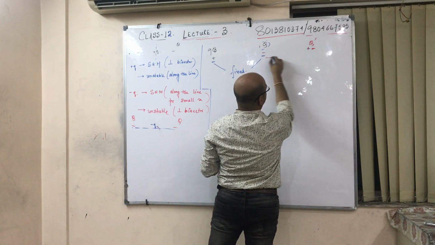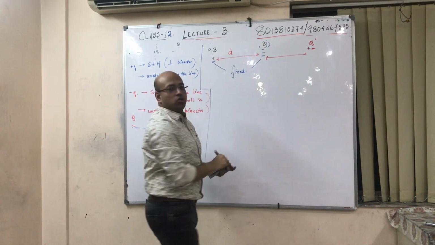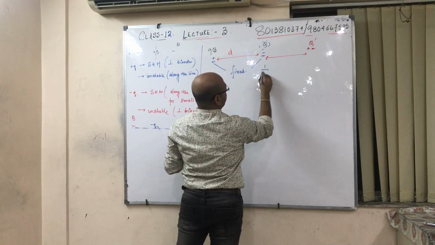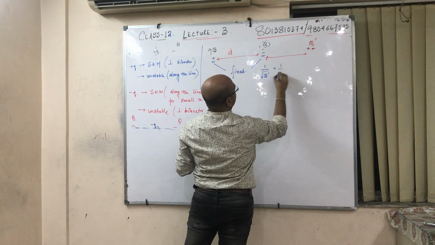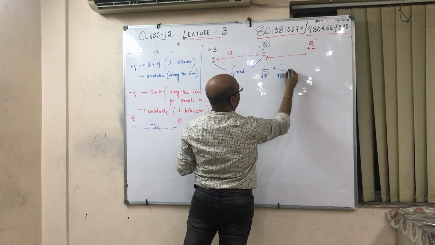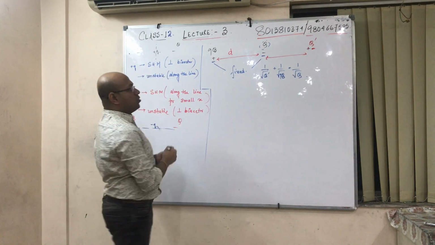You also need to know it's d. So don't worry, 1 by root q dash plus 1 by root 9q is equal to 1 by root q. By this you can find the value of q dash.